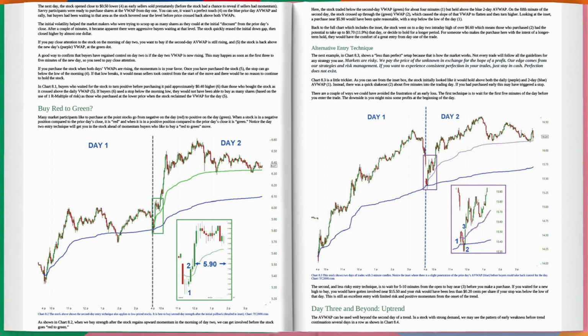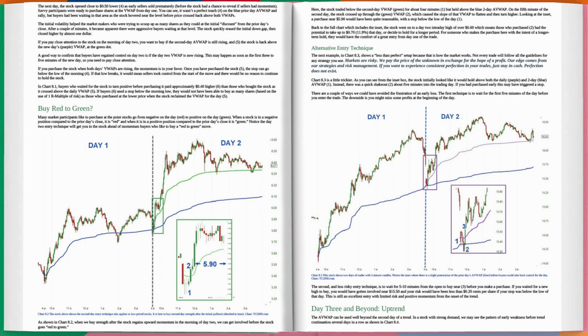The next day, the stock opened close to $0.50 lower, as early sellers sold prematurely, before the stock had a chance to reveal if sellers had momentum. Savvy participants were ready to purchase shares at the VWAP from day 1. You can see, it wasn't a perfect touch 4 on the blue prior day AVWAP and rally, but buyers had been waiting in that area as the stock hovered near the level before price crossed back above both VWAPs.